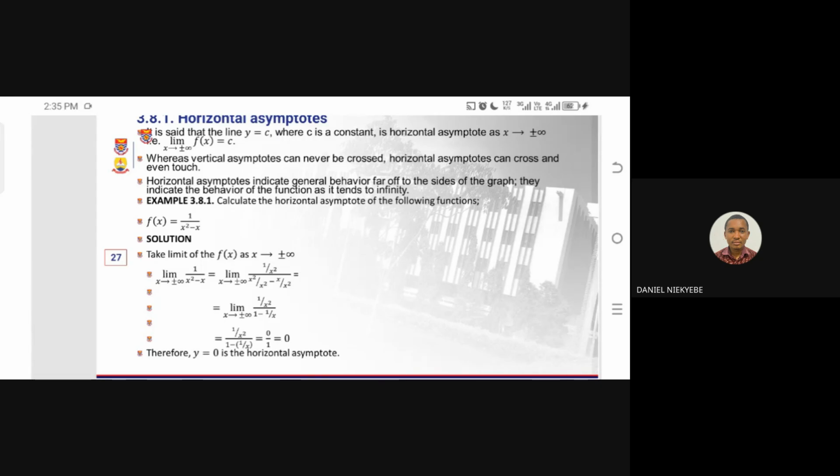Wherever you see x, you have to place infinity there. So we are going to have 1 over infinity squared, all over 1 minus 1 over infinity. And we know that any value divided by infinity will give us what? 0. So you are going to have 0 over 1, which is equal to 0. So the horizontal asymptote for this particular function is 0. Therefore, y is equal to 0 is the horizontal asymptote. Are we clear?